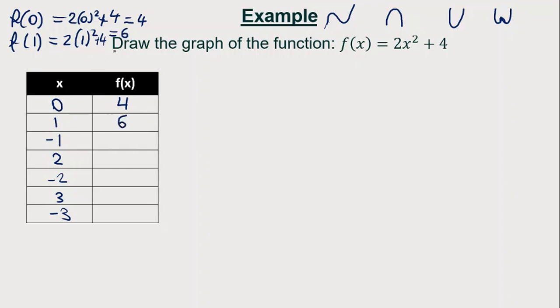If I plug in -1, I will also have 6, because negative times negative is positive. So -1 squared will still be 1. 1 times 2 is 2, plus 4, that's a 6. If I plug in 2, I will have 2 squared, which is 4, times 2, 8, plus 4, 12. Similarly for the negative. For 3, 3 squared is 9, times 2, 18, plus 4, 22, and then similarly here 22.